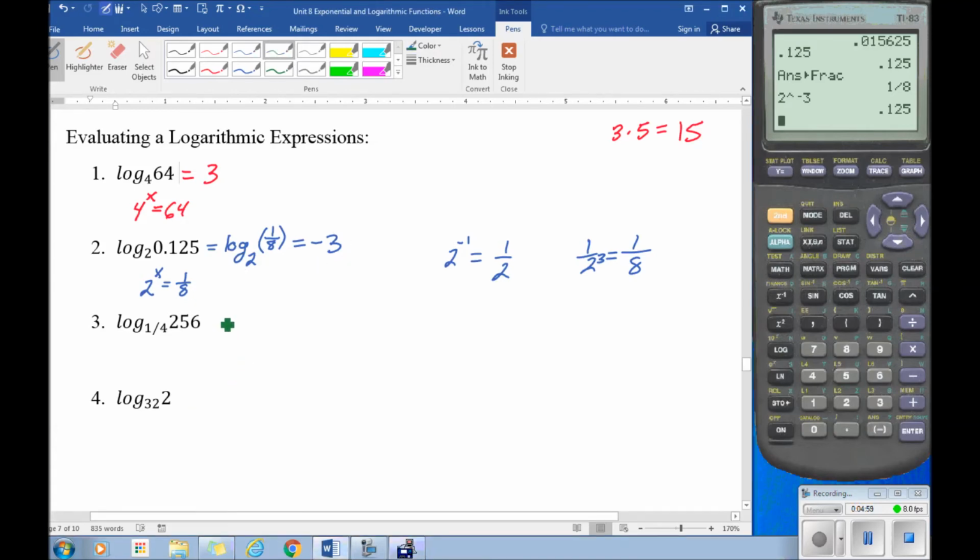All right, let's try number 3. Log of 256 with base 1/4. So now the base is a fraction. Again, as long as that's a positive number, it's okay. So what power would we need to raise 1/4 to? The question here is log base 1/4. To what power do we need to raise 1/4 to get 256?